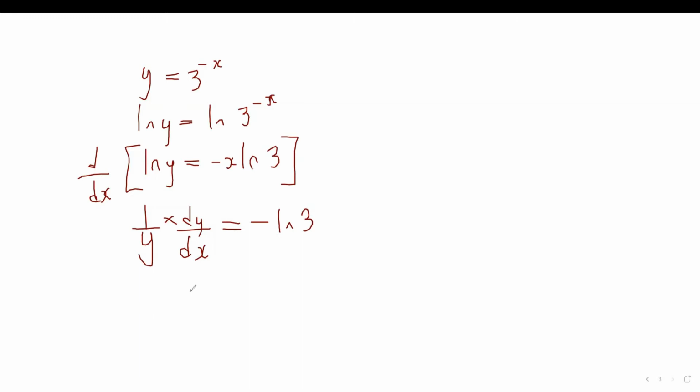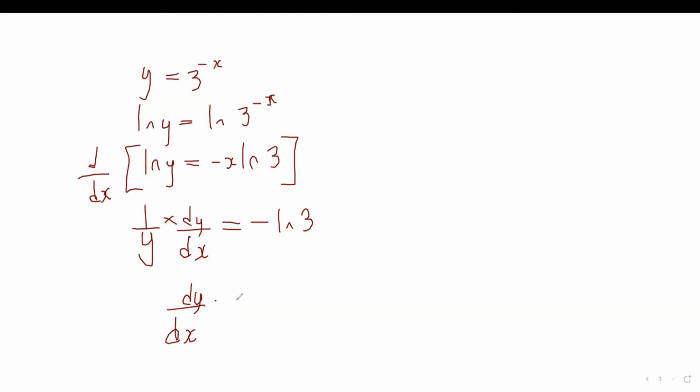Yes, sir. Then now, look at this. We need dy by dx to be the subject. So we can multiply through by y. So dy by dx. Sorry. So with the negative ln 3, you differentiate the x, right? Yes. Think of ln 3 as a constant k. If you have minus x times k or kx, what would you get? Just the minus k, though? Yes, sir. All right, so that's how we get minus ln 3, right?